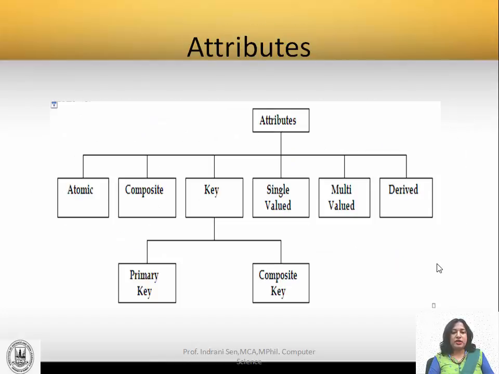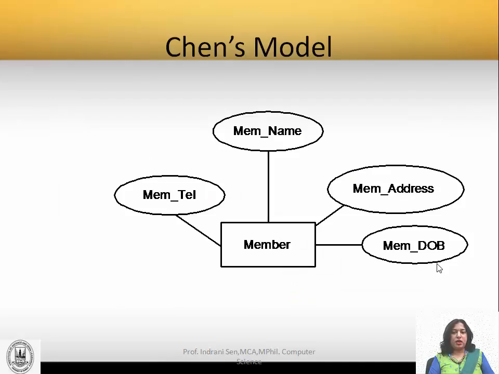If we classify the attributes, we have atomic attributes, composite attributes, key attributes, single valued, multi-valued, and derived attributes. In Chen's model, an entity along with its attributes are connected by straight lines. For example, the member entity set contains attributes like telephone number, member name, member address, and member date of birth.